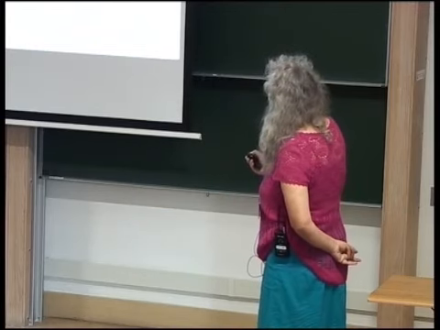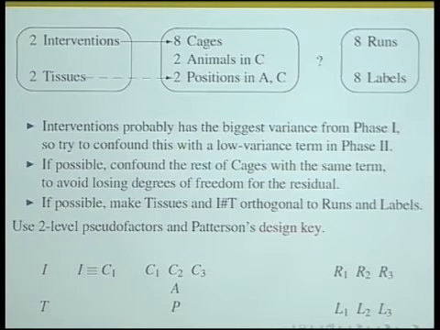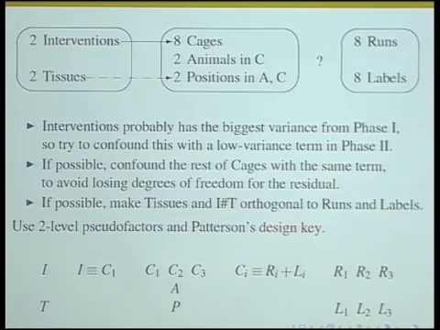Well, then what do we want? We said that cages shouldn't be aliased with runs or with labels. So we want each of these C's to be aliased with some combination of an R and an L. And we want to do that in such a way that if we take any combination of C's, it's also aliased with a combination of R's and L's. Well, there's a dead easy way to do that. You simply say C1 is R1 plus L1, C2 is R2 plus L2, C3 is R3 plus L3, and then you'll see whenever you take a combination of those, you've got R's and L's in it.